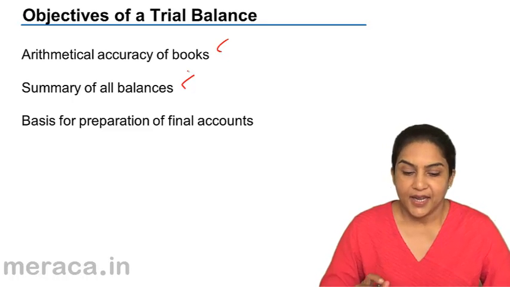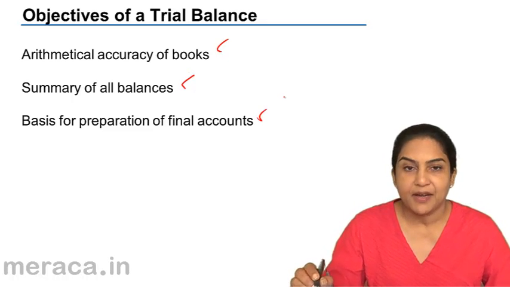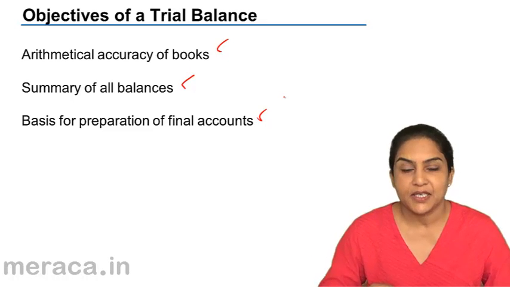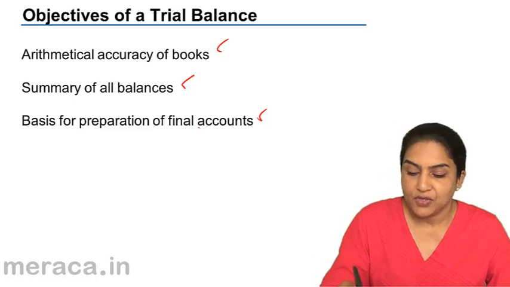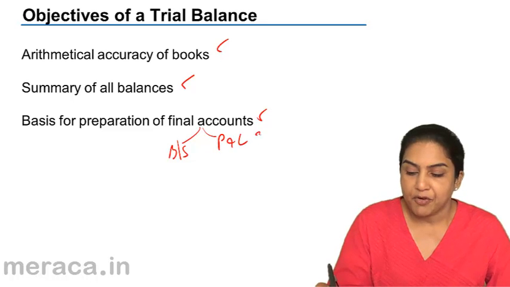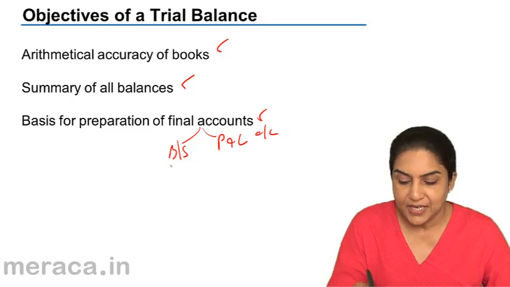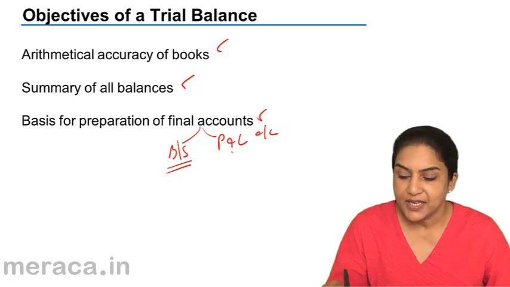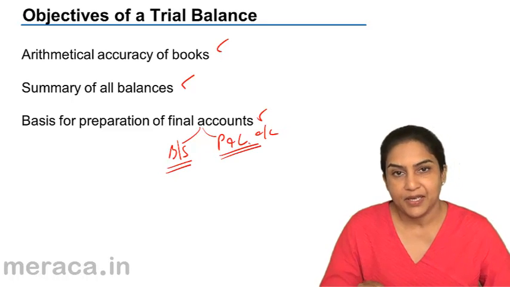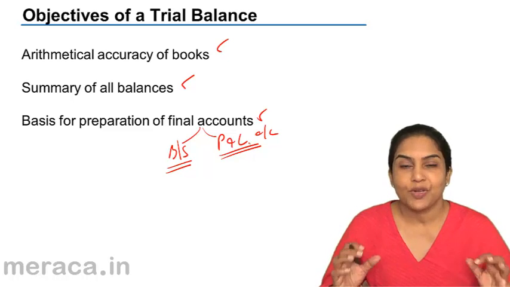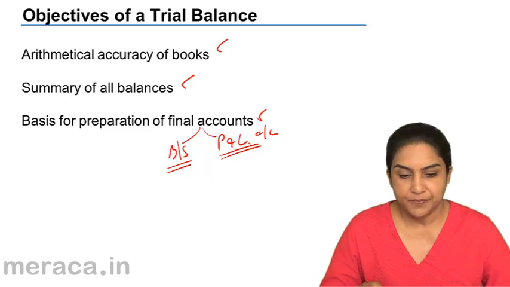And thirdly, trial balance is the basis with which the final accounts are prepared. Final accounts being the balance sheet and the profit and loss account or the income statement. This is a statement of assets and liabilities. This is the income statement. Income minus expenses will give us the net profit.